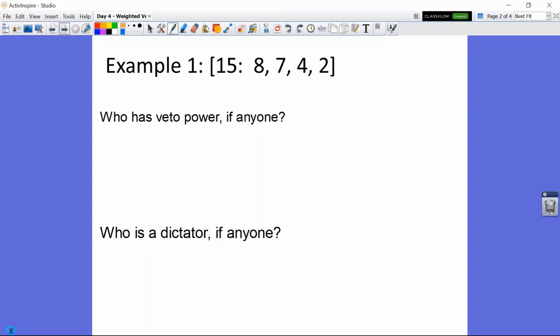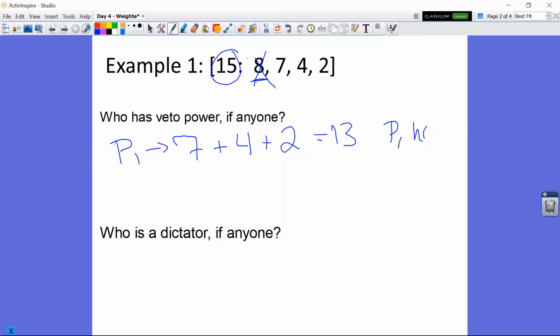All right, so our first example is just going to be focusing on what is veto power and what is a dictator. Veto power means that if that particular person does not vote yes, the rest of the group cannot pass the motion without them. In this example, if person 1 says absolutely no way, I'm not going to vote yes, then person 2, person 3, and person 4 only have 13 votes, and that will not get us to our quota of 15. So person 1 has veto power.